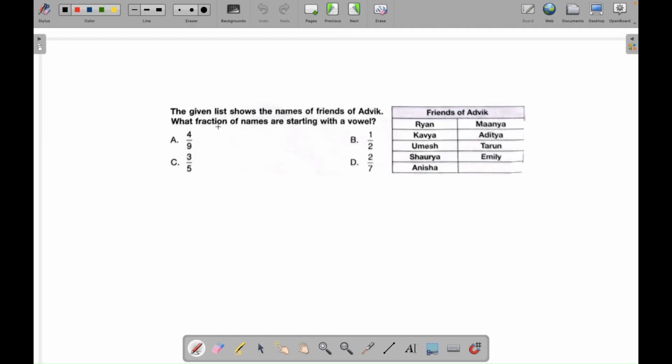Next question, we are given a list of students, right? They are the friends of Advik. What fraction of names are starting with a vowel? Again, we have to find the denominator. So denominator means the total names that we have. So 1, 2, 3, 4, 5, 6, 7, 8, 9. So the denominator is 9. And out of these names, which of the names start with a vowel? Right? So these are the names that start with a vowel: Anisha, Aditya, and Emily. Right, so the answer would be 4 by 9, which is option number A.